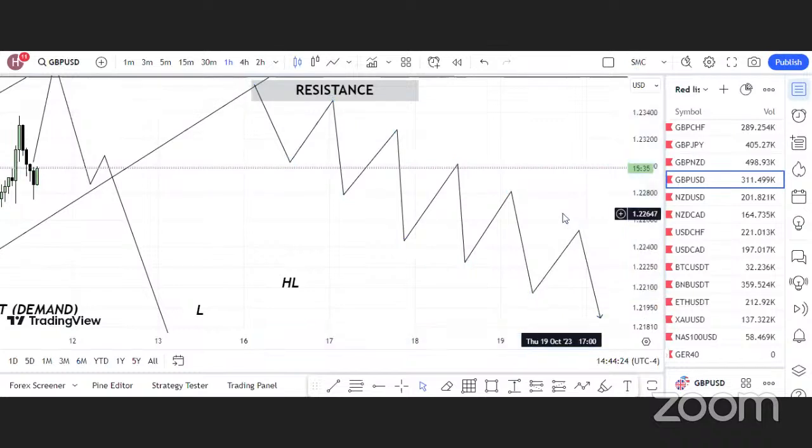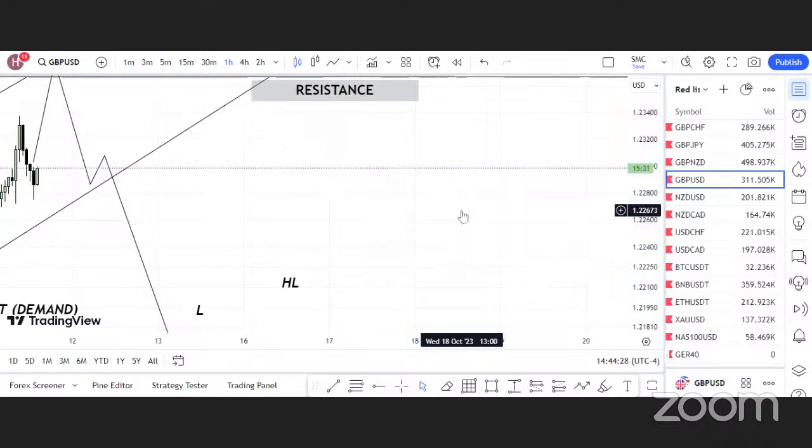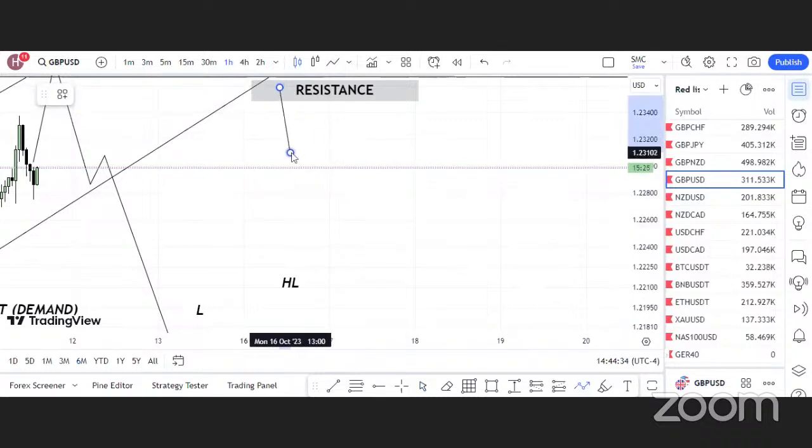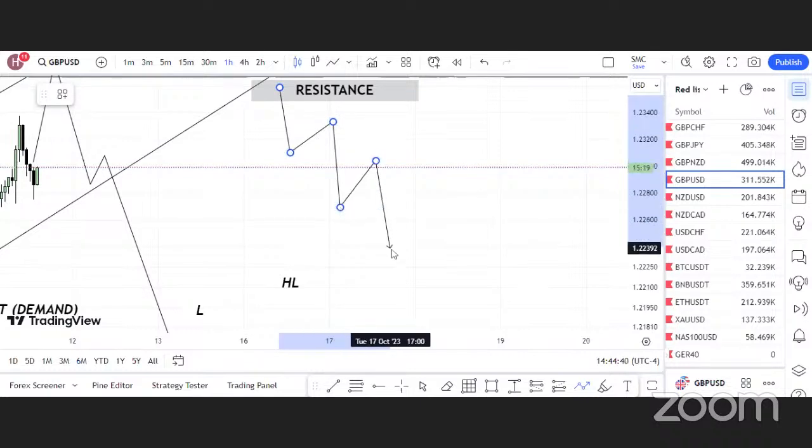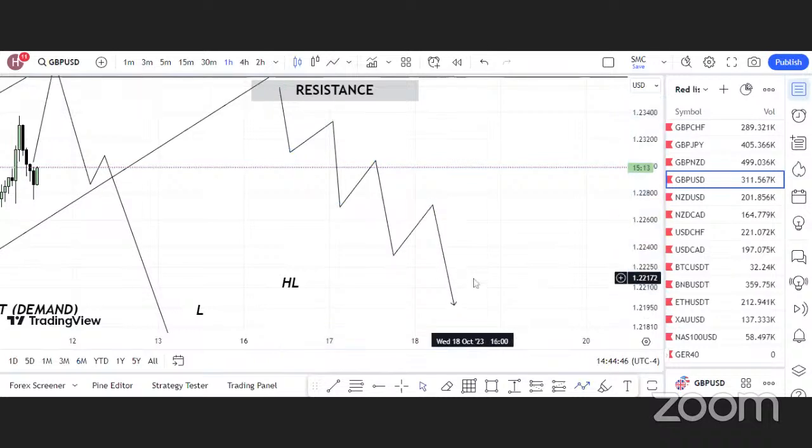Okay. So now let's assume that this is drawn wrongly. That is not how I want my resistance to look, so let me draw another one. Yes. So let's use this, okay?